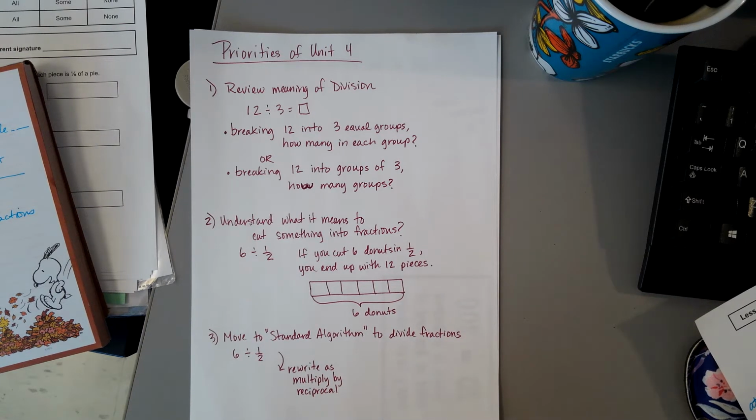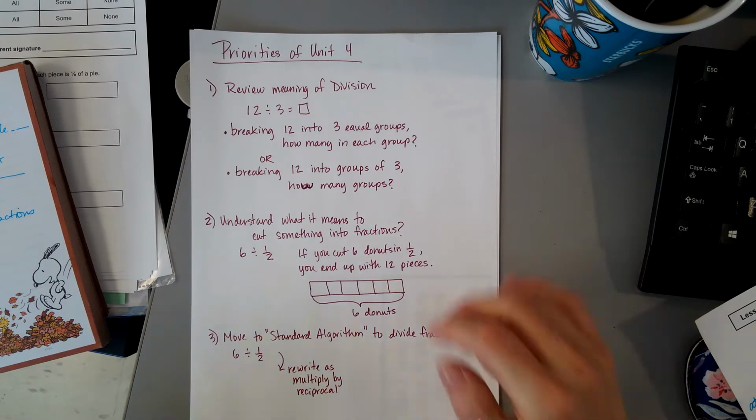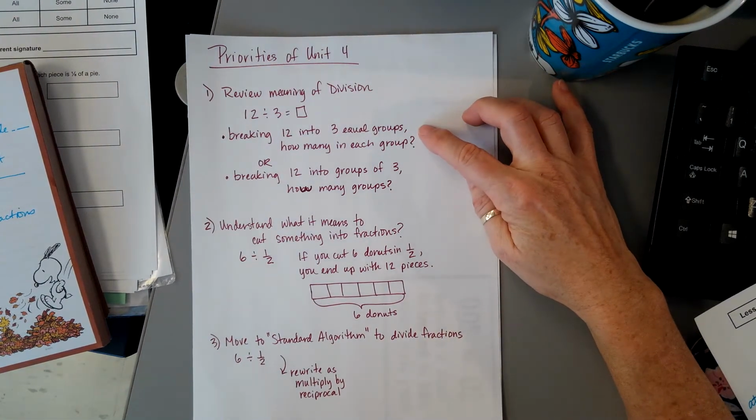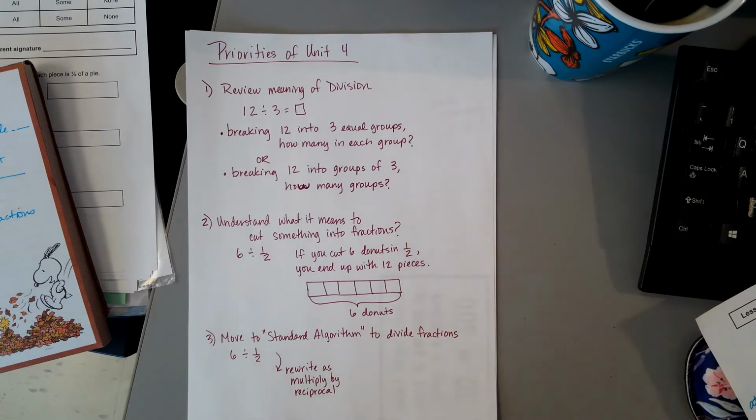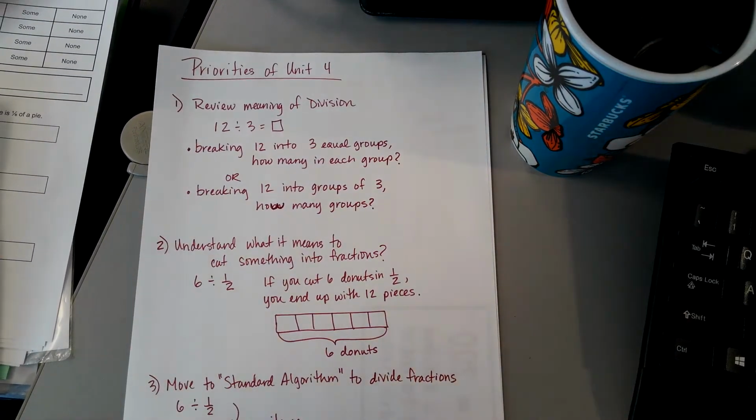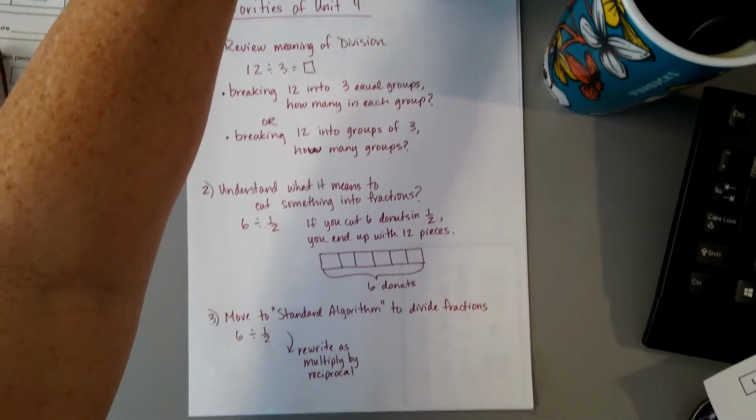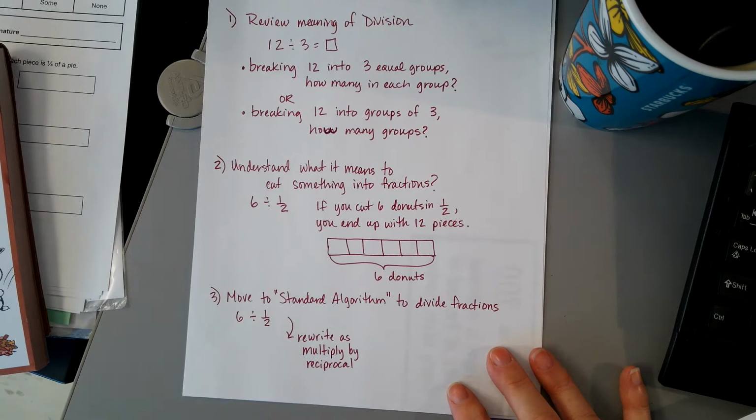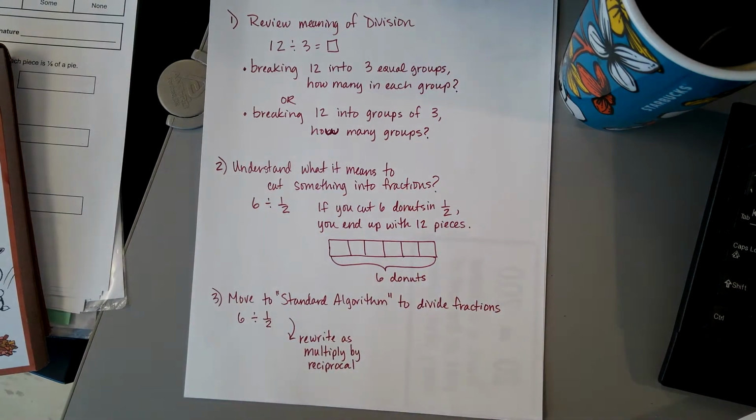All right, so the main priorities of Unit 4: they start out by reviewing what division means. For example, if we have 12 divided by 3, we can think of it as breaking 12 into 3 equal-sized groups, or as how many in each group. Then they moved on to doing pictures to figure out what it means to divide by a fraction.